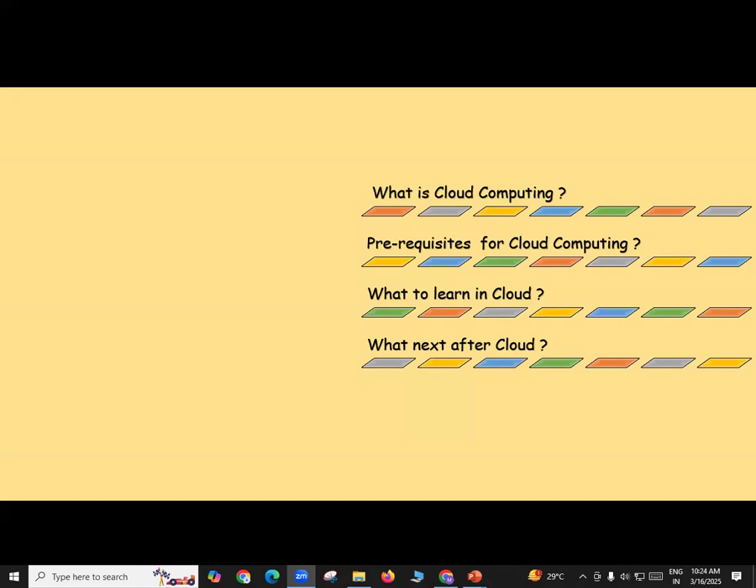But what if after 10 years, the demand for cloud computing is not there? See, when I say the demand for cloud computing will be there for many more years, it means right now they need many cloud administrators who can work for different companies.